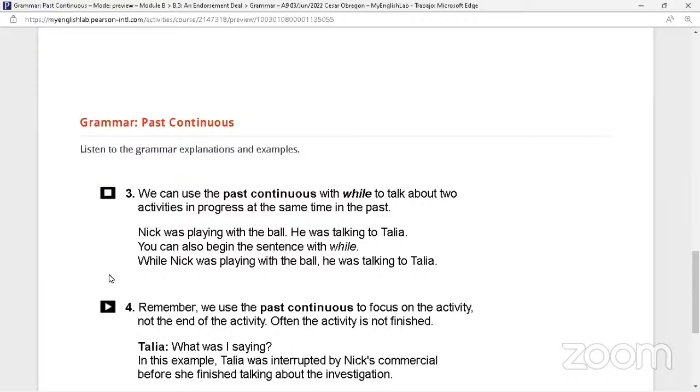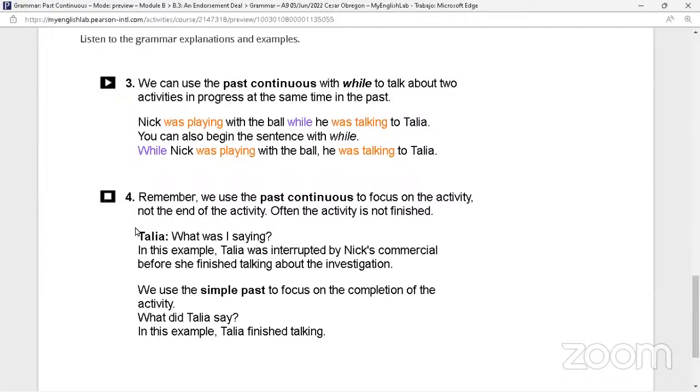3. We can use the past continuous with while to talk about two activities in progress at the same time in the past. Nick was playing with the ball while he was talking to Talia. You can also begin the sentence with while. While Nick was playing with the ball, he was talking to Talia. Any questions? No, not in this part.